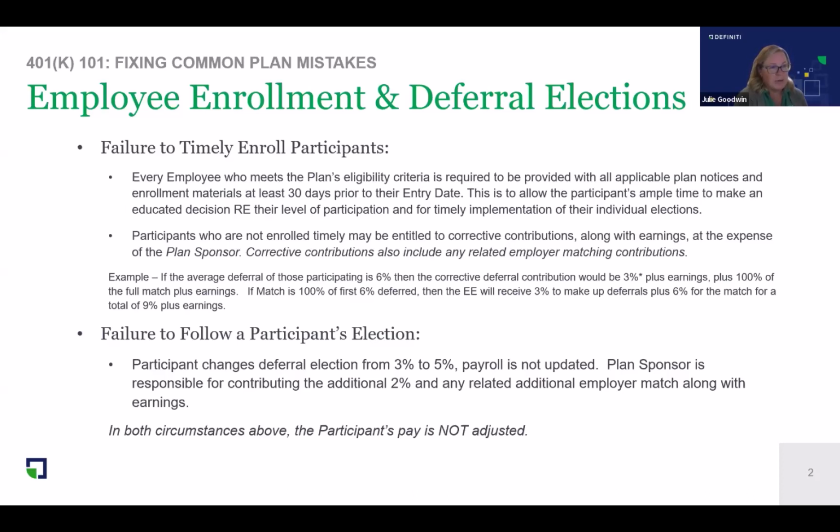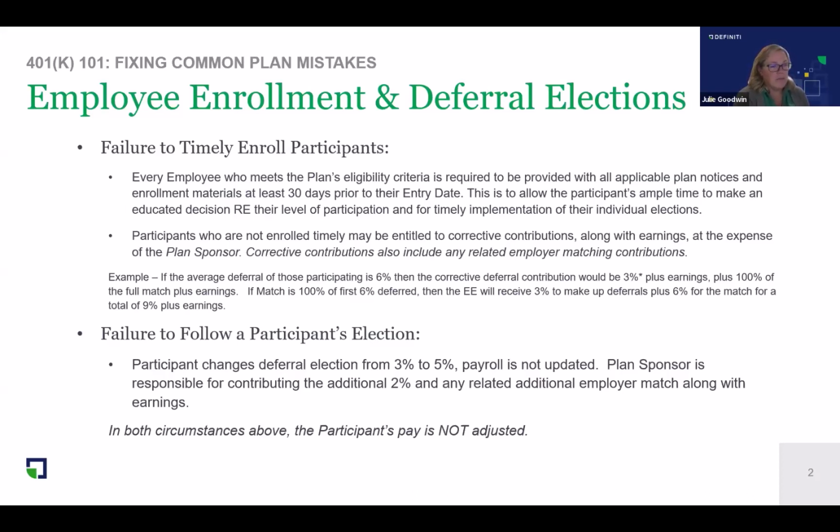Any missed match contribution that they may have been owed on the 2% that they weren't deferring because you hadn't put that into their payroll, you would still be required to give them that full amount. On the flip side, if there is a failure to follow a participant's election, say the deferral rate was at 5% and they wanted to change it to 3%, and you didn't make that change, you are now withholding more than you have authorization from that employee. And yes, it's going into their retirement plan account, but maybe they had another purpose. Maybe they needed those funds for something else, and you're not following their election.